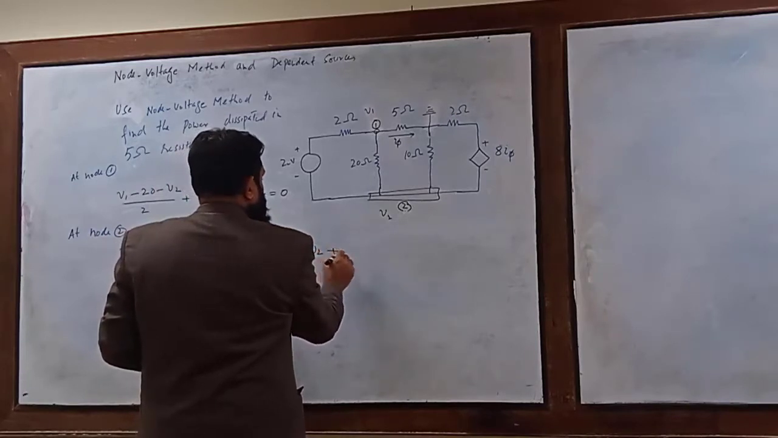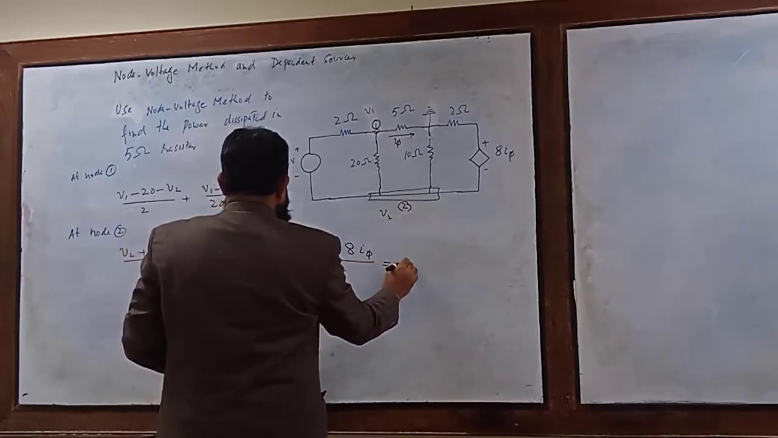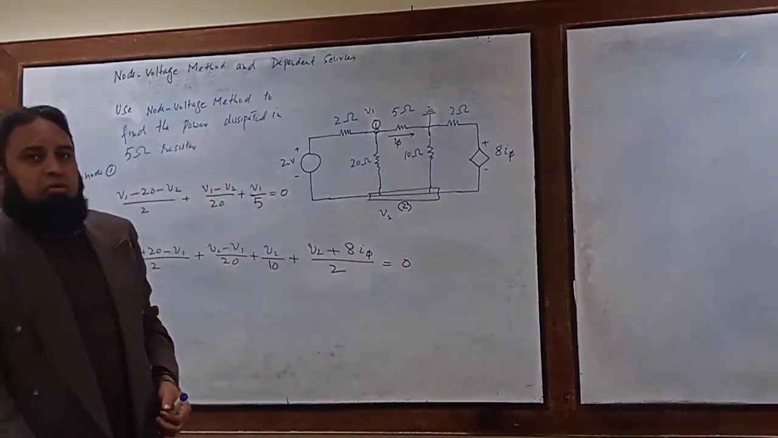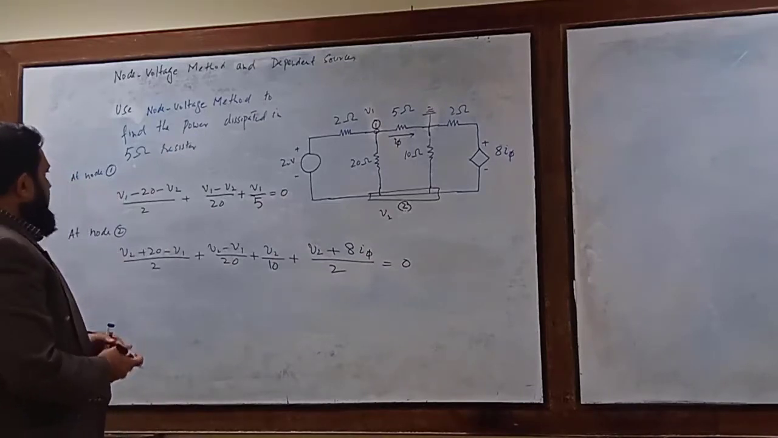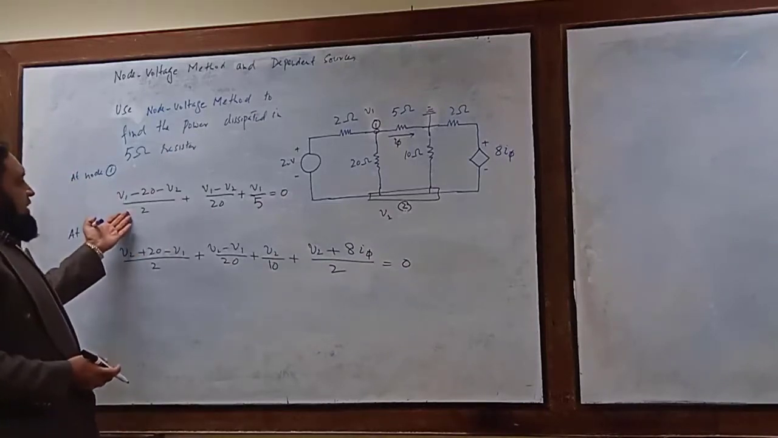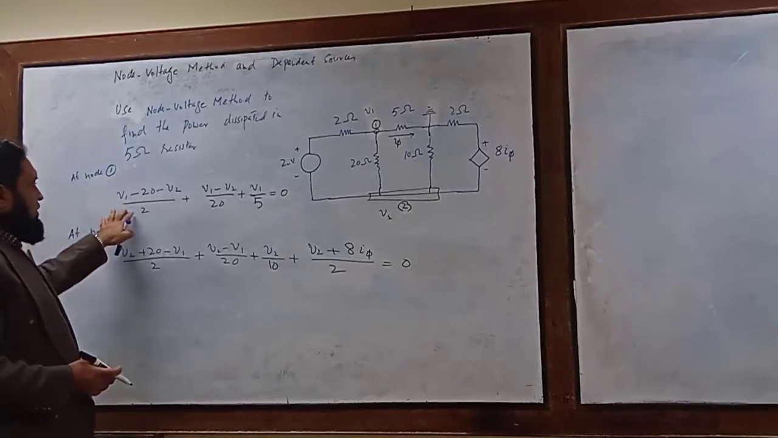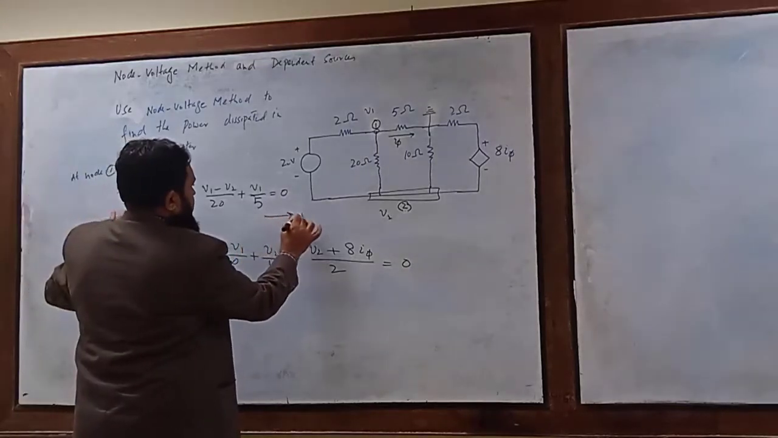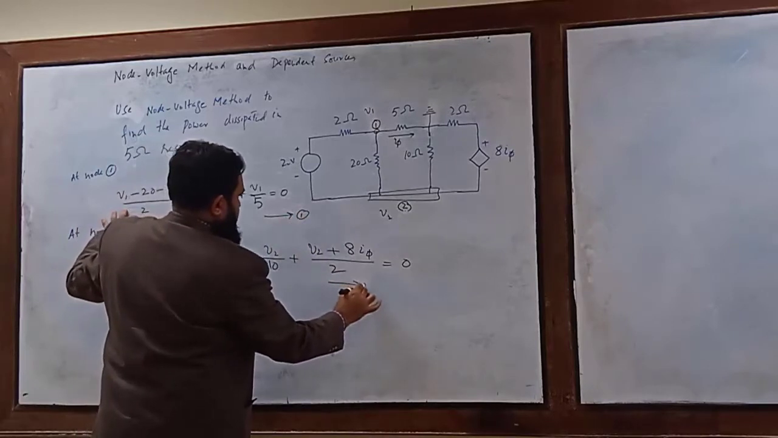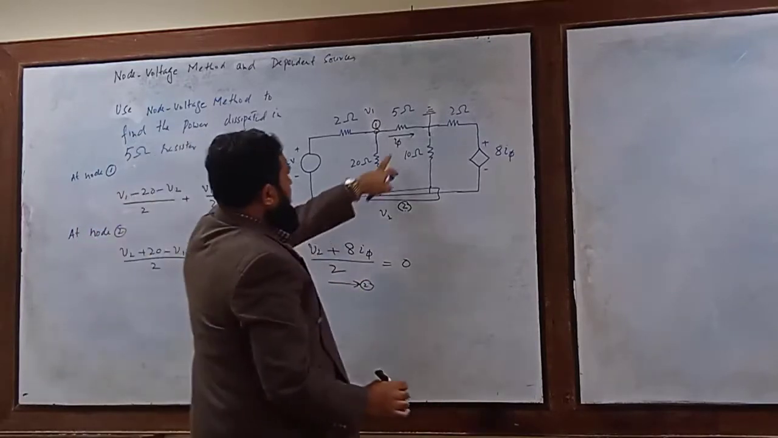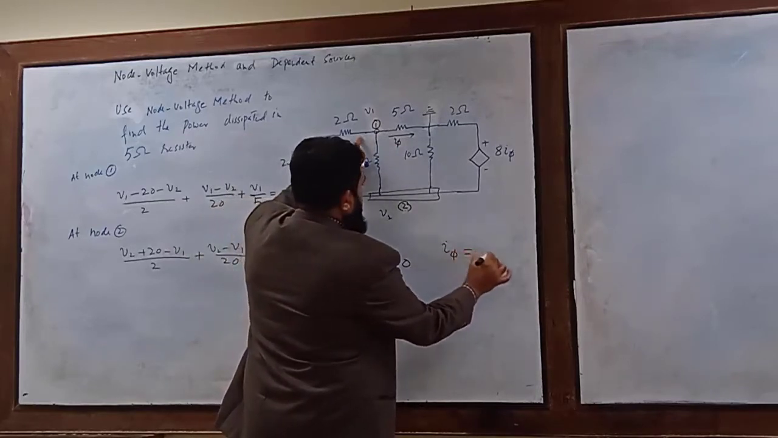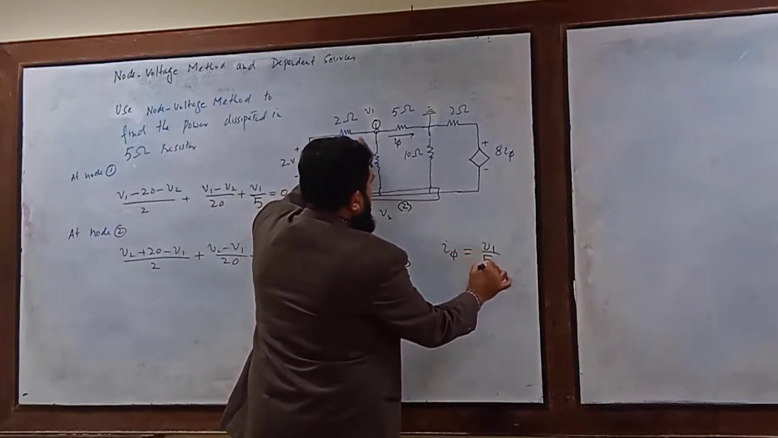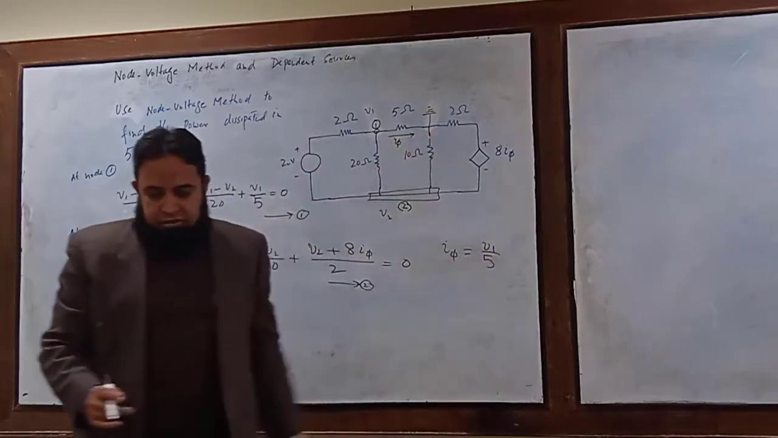V2 plus 85 divided by 2 equal to 0. We have now this expression. Simplifying this expression and this expression, let's say this is equation number 1 and this is equation number 2. And what about I5? I5 will be equal to V1 divided by 5 because it is a reference node.